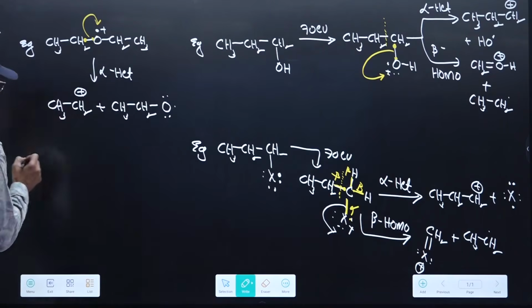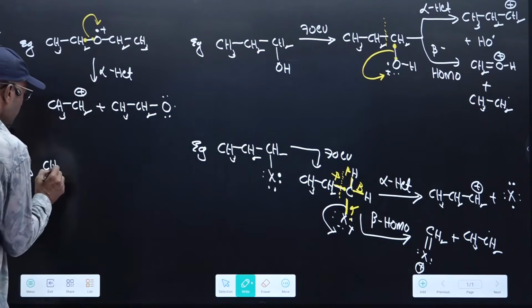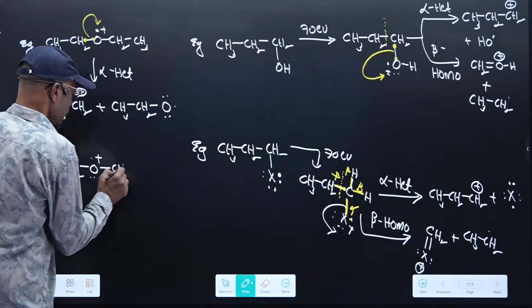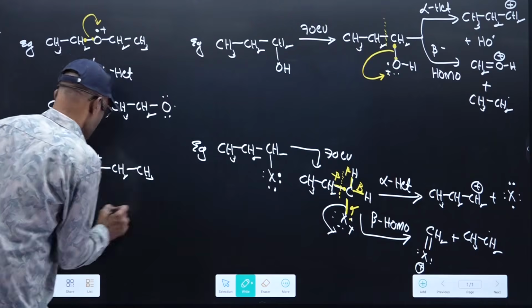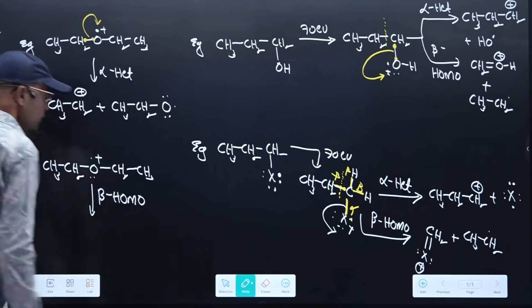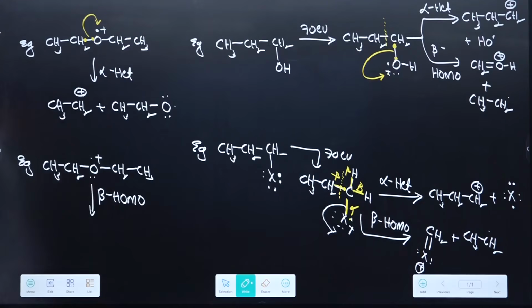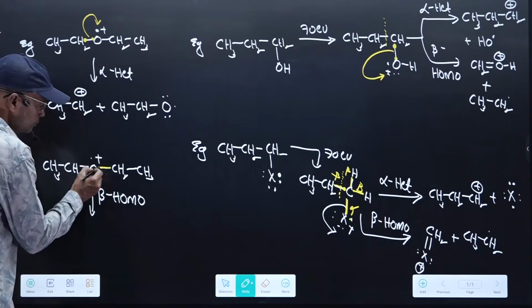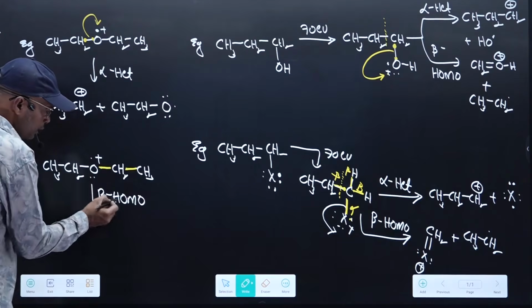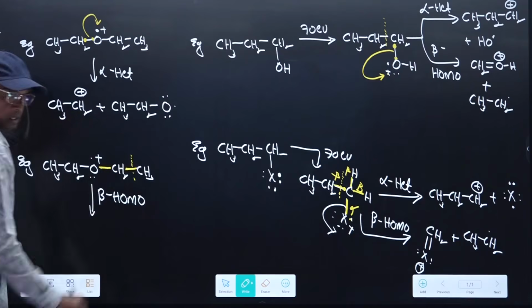Possible or not? Suppose I write the same molecular ion. This is the radical cation, CH2 and here one more CH3. Now what I am saying is go for beta homolysis. Where will you do it? What is this bond? Alpha. What is this bond? Beta. Beta homolysis. Cleave exactly from the middle.